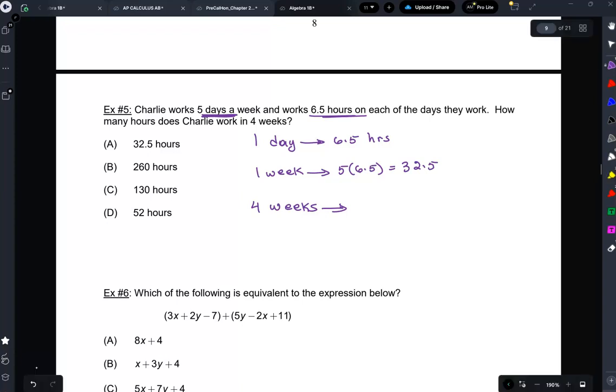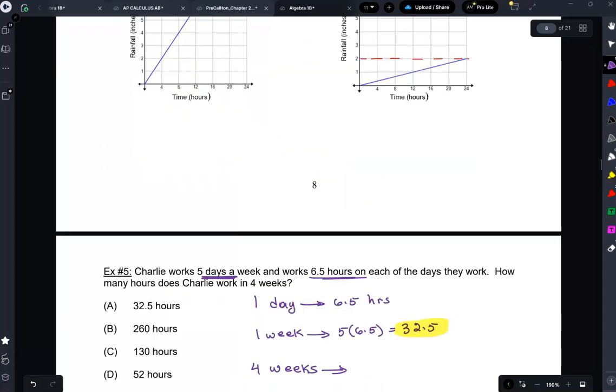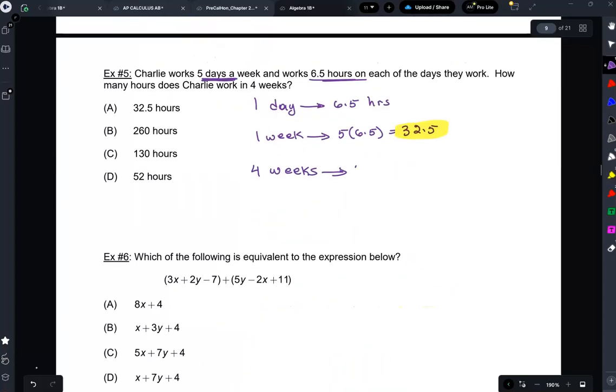Yes. So we take the 32.5. This is how much you worked in a week. It's going to be 4 times 32.5. Okay? So in 1 day, this many hours. 5 days, 5 times that many. So this is how much you worked in a week. Times 4 for the 4 weeks. So we get 130.